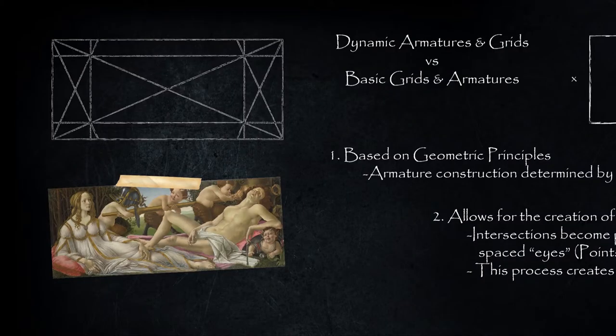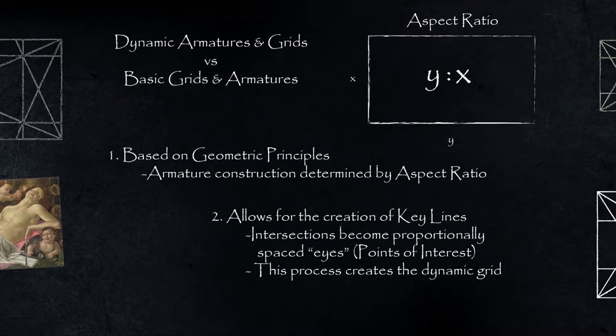As we stated before, the dynamic armature is the underlying component used in the creation of a composition or design. Its borders form the outside edges of the work. In other words, the picture's frame. The dynamic armature and grid differ from the basic grid in a couple of key areas.